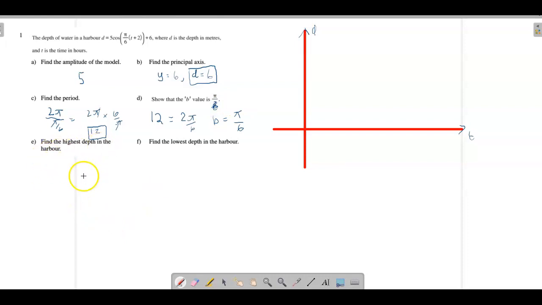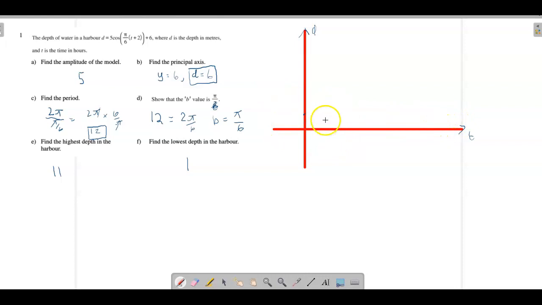Okay, find the highest depth in the harbour. So the highest depth is, we think about a normal cosine curve having a highest value of 1, so somewhere like this, and we multiply it by 5 to get 5, and then we add 6 to get 11, so that gives me 11. And the lowest depth in the harbour, well, my lowest point on a cosine curve is -1, then I multiply it by 5 to get -5, and then I add the 6, -5 add 6 is 1.